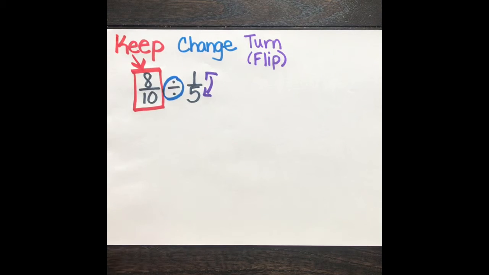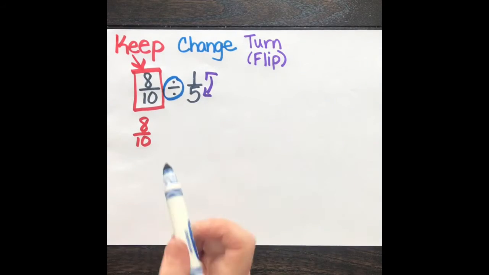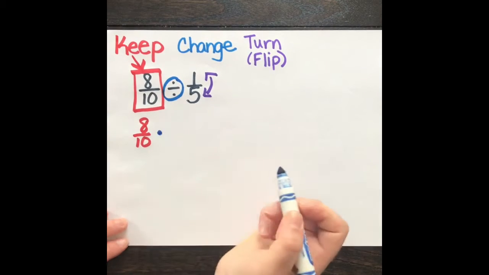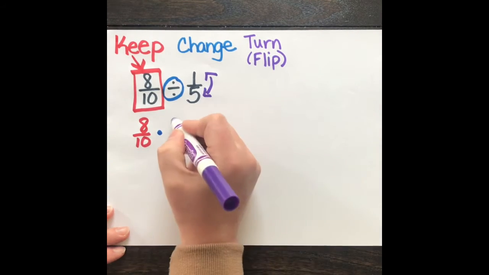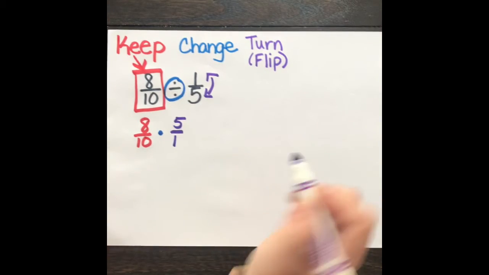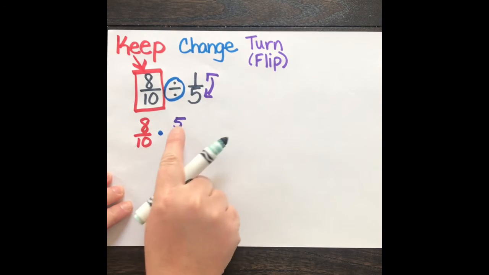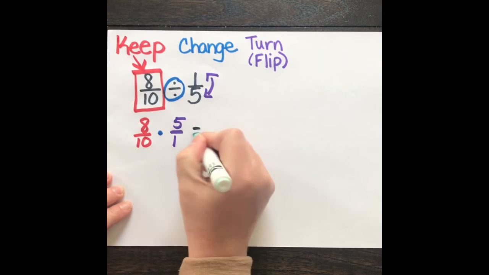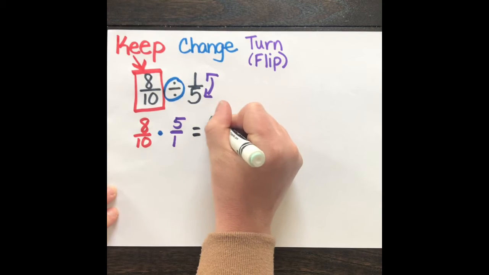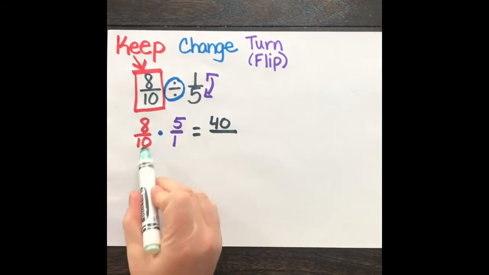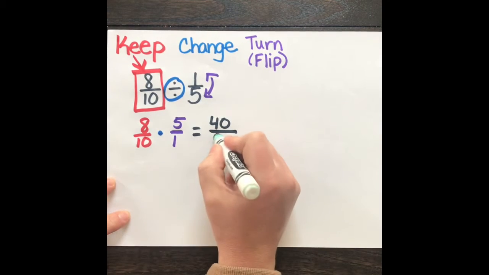So 8/10, I'm going to keep it as 8/10. I'm going to change my sign from division to multiplication, and I'm going to turn or flip 1/5 to its reciprocal, which is 5/1. Then you literally just multiply top times the top, bottom times the bottom. So we're going to multiply our numerators, which is top times the top. 8 times 5 is 40. And bottom times the bottom, or my denominators, I'm going to multiply 10 times 1, which is 10.